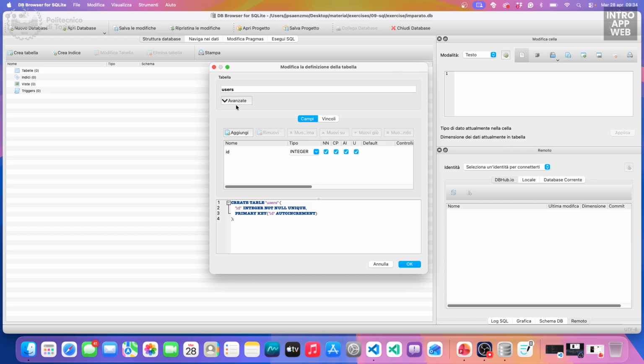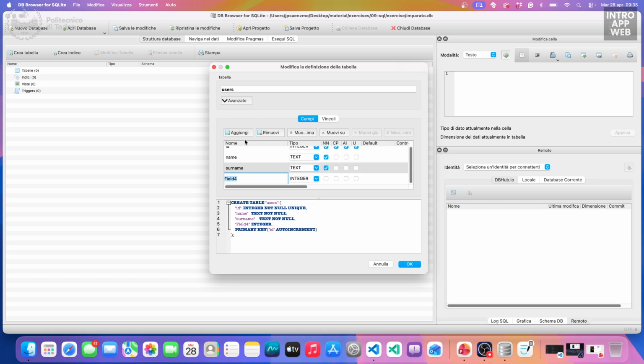Okay. We have then the name, that in this case is a text, not null, and nothing else. We have the surname, that is a text, is not null, and nothing else. We have the email, and then we have the password.